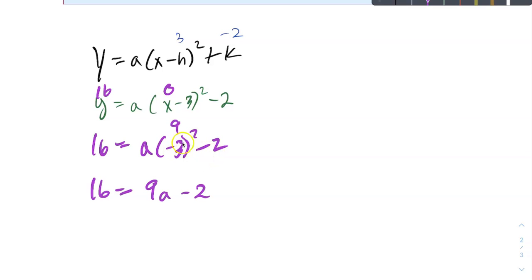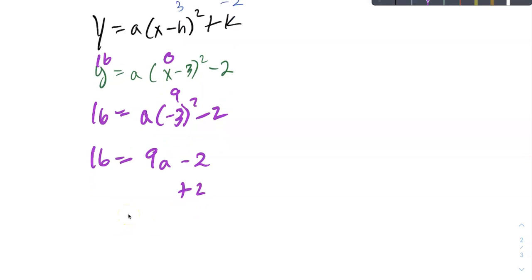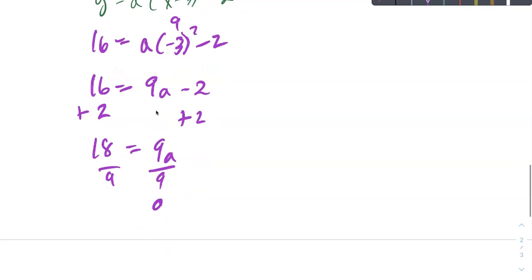A lot of people give me 7. They'll subtract the 9 and the 2. No. The 9 is going to multiply by a first. So that goes first. And then the way you solve this is you add 2 to both sides. Keep in mind that that number here is getting multiplied by a. So those two stick together for a while. So you get 18 equals 9a. And divide by 9. A equals 2.